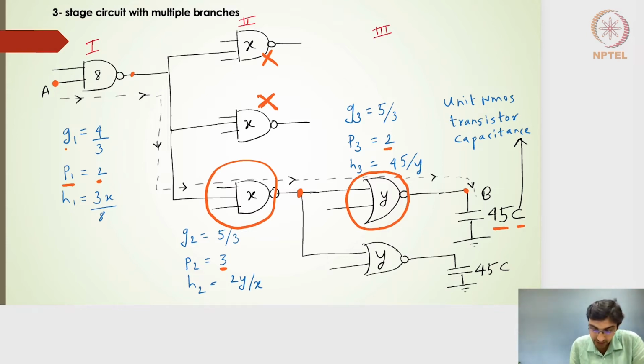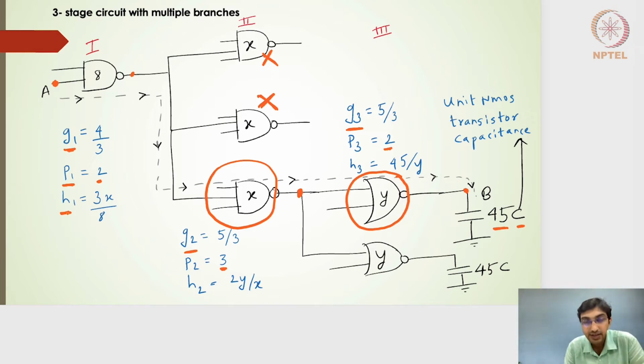Okay. Logical effort for a 2 input NAND gate is nothing but 4 by 3. For a 3 input NAND gate, it is 5 by 3, and for a 2 input NOR gate, it is 5 by 3. Okay, so that is what is estimated here.